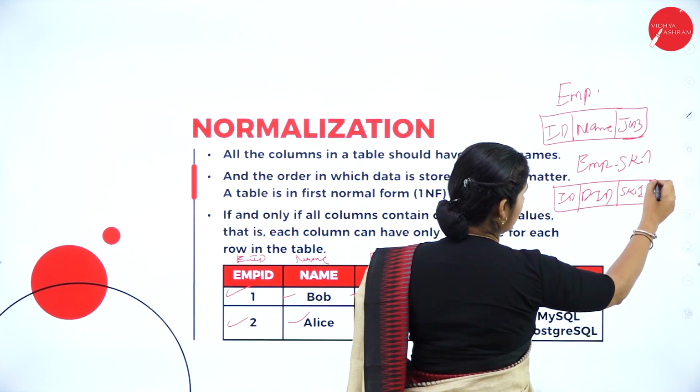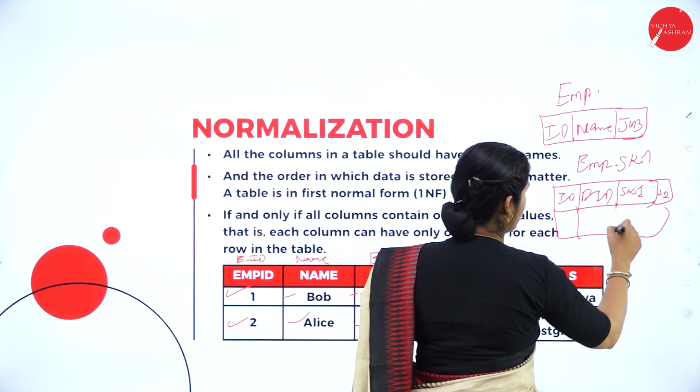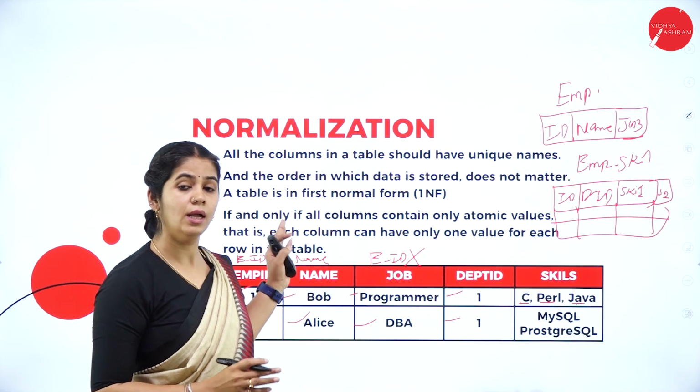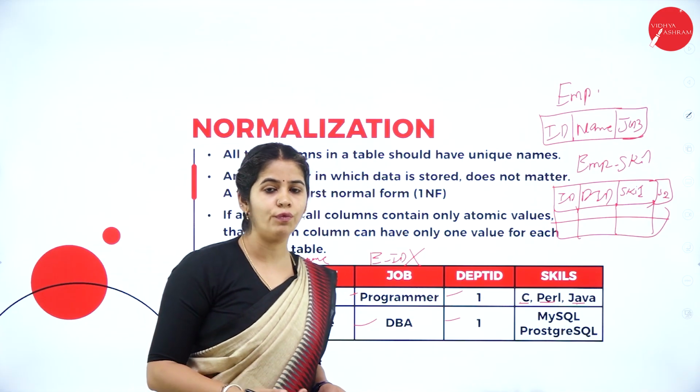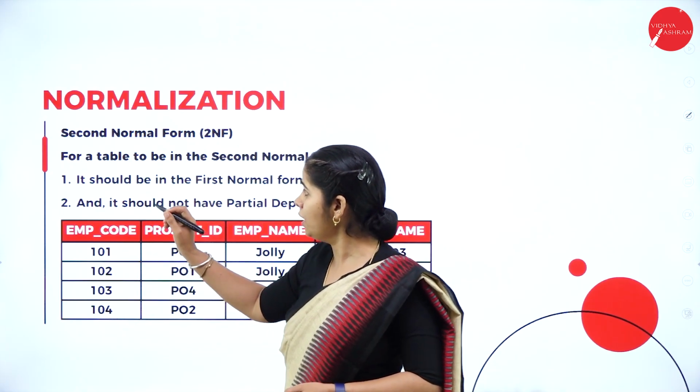Skill 1, skill 2, so on. We can divide. So this is how we are decomposing the table to get it into the first normal form. Next what we have is second normal form.